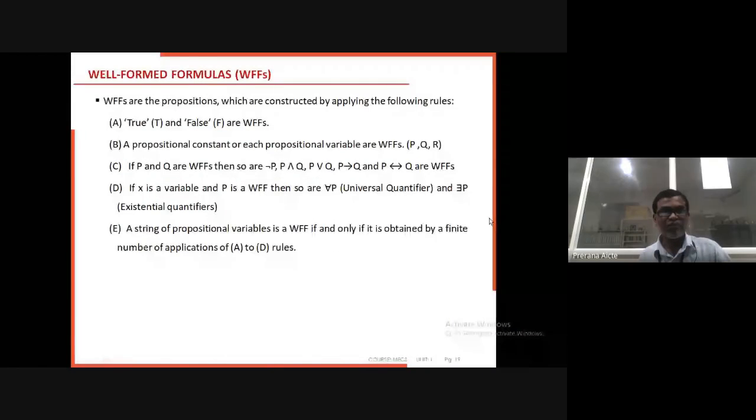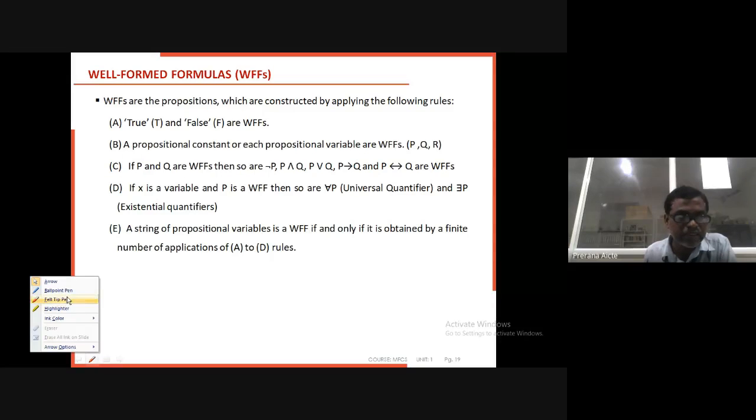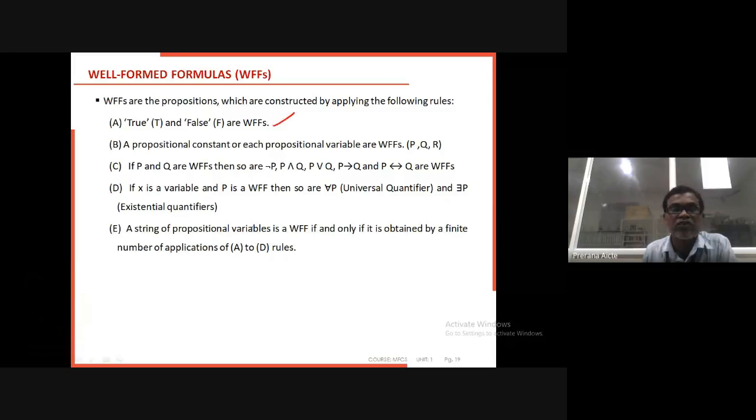Coming to well-formed formulas, the next important one. A well-formed formula is nothing but a proposition with some other components. By default, any true or false statement, or individual propositions, are well-formed formulas, or by using connectives. If you combine two or more statements, they are also called well-formed formulas. In addition, if you connect with any quantifier, universal or existential, it will also be treated as a well-formed formula.